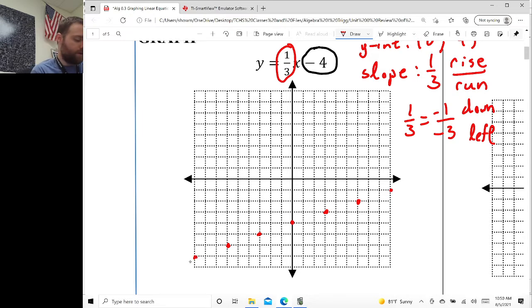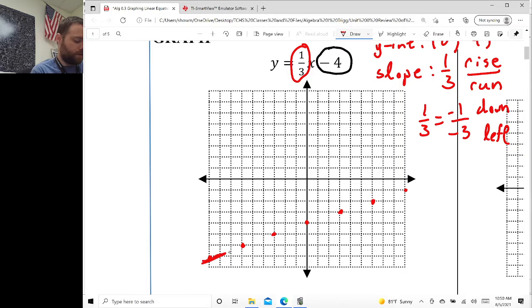So once you have all those points plotted, connect them as best you can. Just know that it's going to be a straight line, and that's what it should look like. So that is the line.